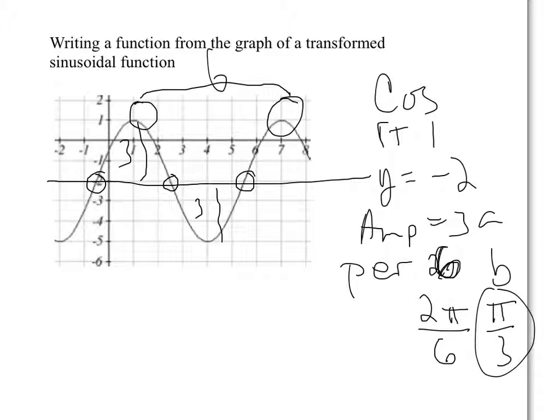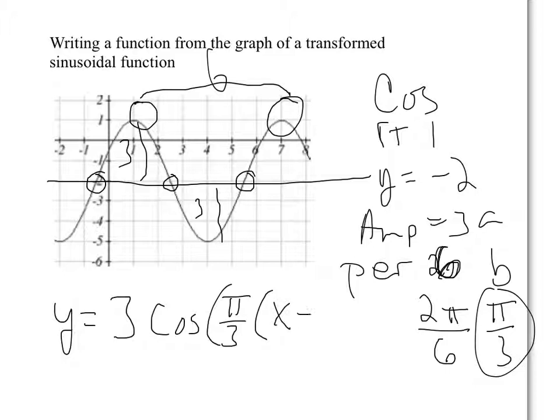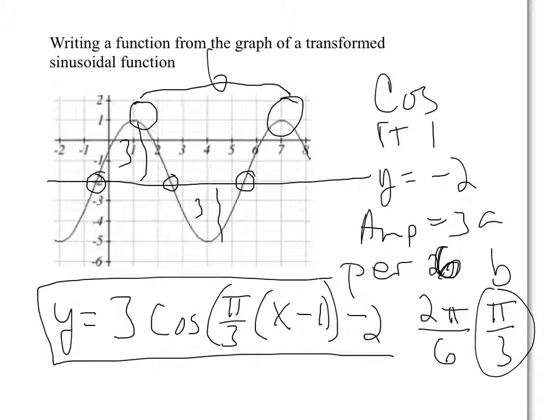So y equals, the amplitude is 3. It's a cosine graph, I said. The b number is pi over 3. It's been shifted right 1, so I have to put that inside the parentheses. And then the whole thing has been shifted down 2. You could go check that out in Desmos to make sure I did that right. I'm pretty sure it is right.